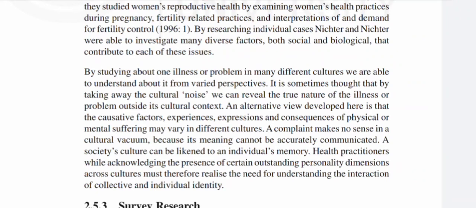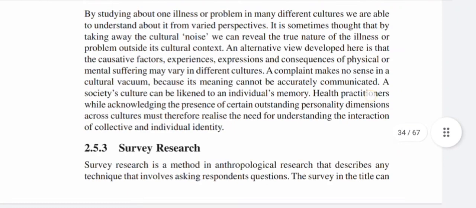An alternative view developed here is that the causative factors, experiences, expressions, and consequences of physical or mental suffering may vary in different cultures. A complaint makes no sense in a cultural vacuum because its meaning cannot be accurately communicated. A society's culture can be likened to an individual's memory. Health practitioners, while acknowledging the presence of certain outstanding personality dimensions across cultures, must therefore realize the need for understanding the interaction of collective and individual identity.